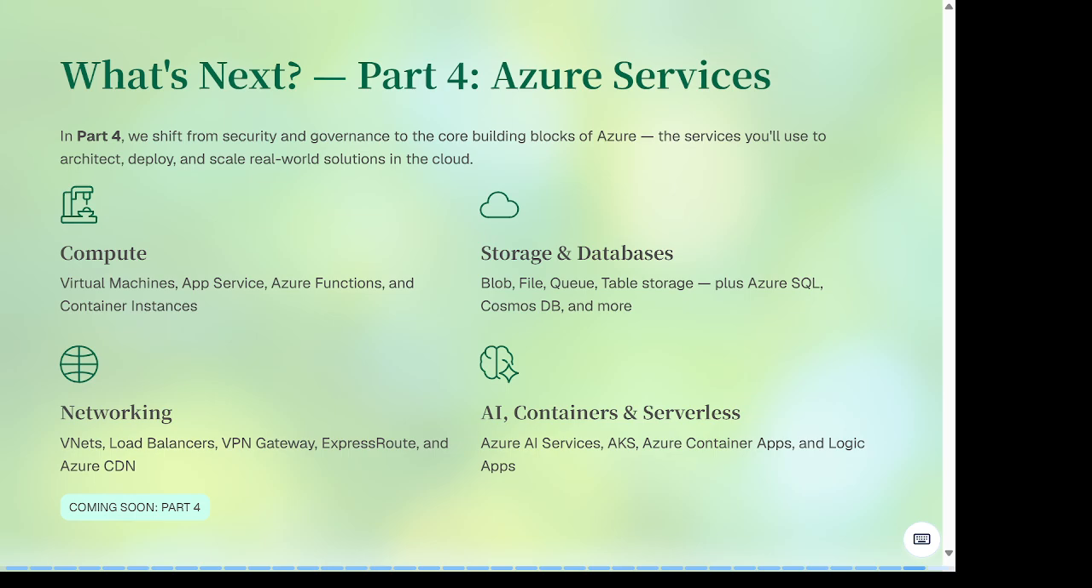Networking: virtual networks, load balancers, VPN Gateway, ExpressRoute, Azure CDN. These services will help you connect resources securely and efficiently across regions and users. AI, container and serverless. Finally, we explore modern cloud innovation services: Azure AI services, Azure Kubernetes Service, Azure Container Apps, Azure Logic Apps.